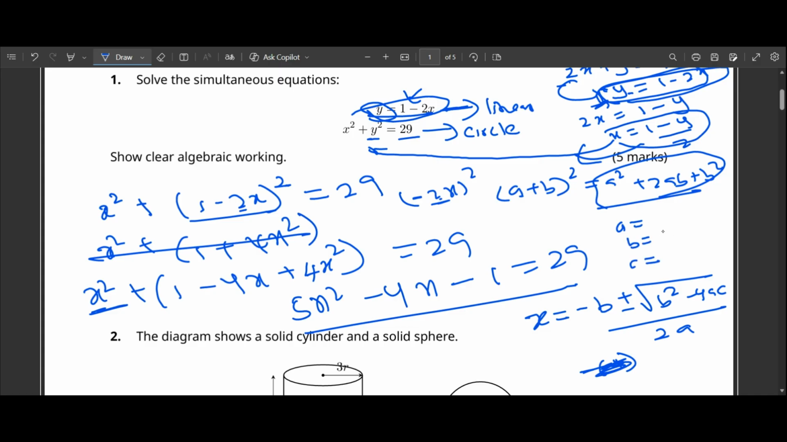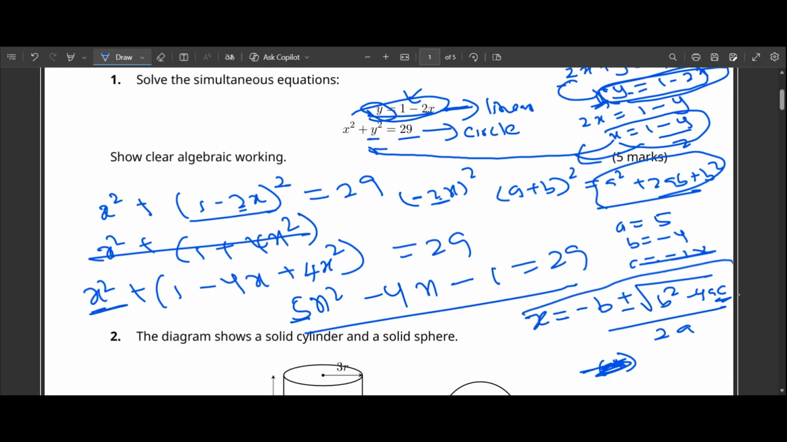Then you won't make a mistake, because if you look at the equation and write it down at some point, for example for a or for b or for c, if you make a slight mistake, you will get a wrong answer. So the best option is, what is a here? 5. So write it like this: a is equal to 5. What is b here? Minus 4. What is c here? c is minus 1. If I write minus 1, it is wrong.